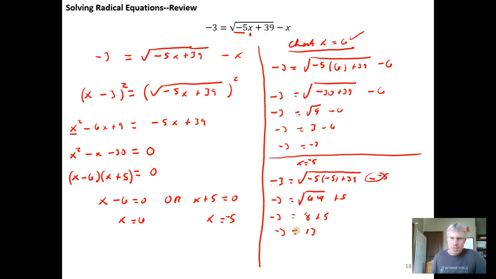So what we actually see is this isn't a true statement. Negative 3 doesn't equal 13. So all the way through we have the two sides not being equal. So we have to throw away negative 5 as an extraneous solution. So the solution is, after we throw away the extraneous solution, x is an element of the set that contains just 6.